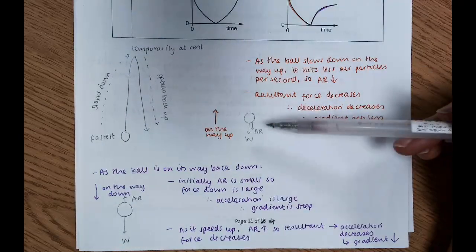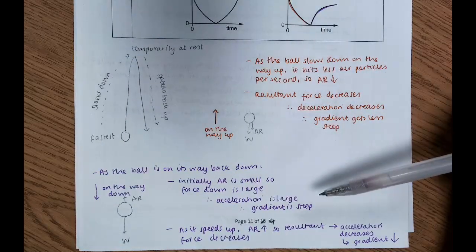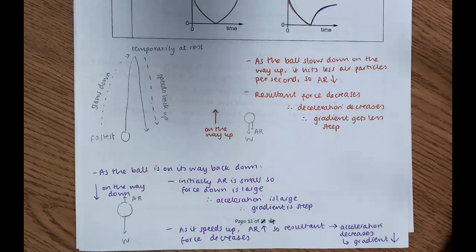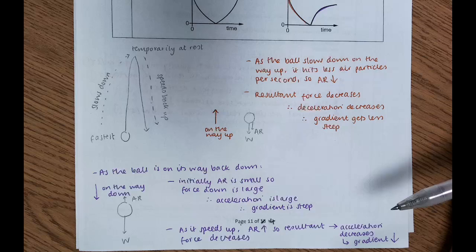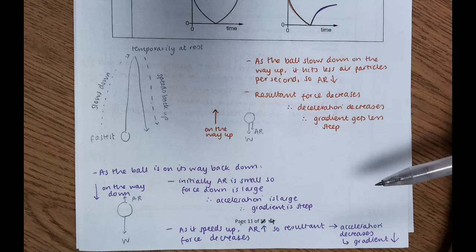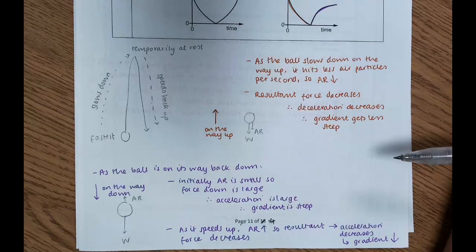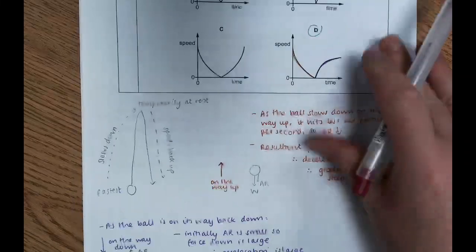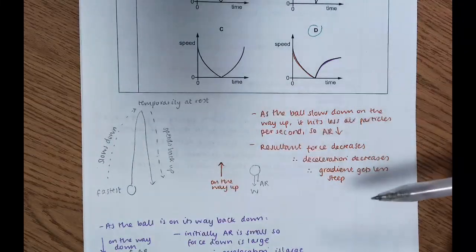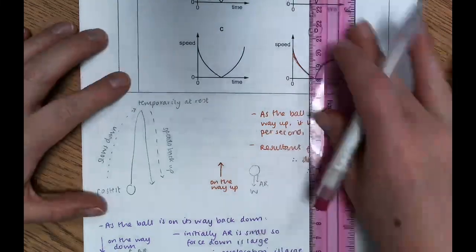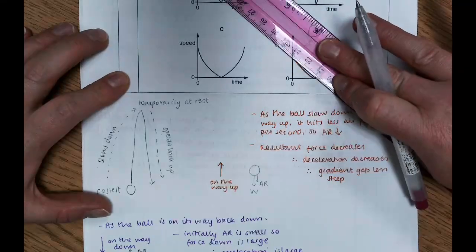Now let's think about the way up. As the ball slows down, because it's slowing down on the way up, it will hit less air particles per second. So the air resistance will be dropping, will be getting lower. The resultant force will decrease. This means that the deceleration, so the acceleration but slowing down, will also decrease. A speed time graph, the gradient represents acceleration. So if the acceleration decreases, the gradient gets less steep. So you can see that we have to curve down, okay?